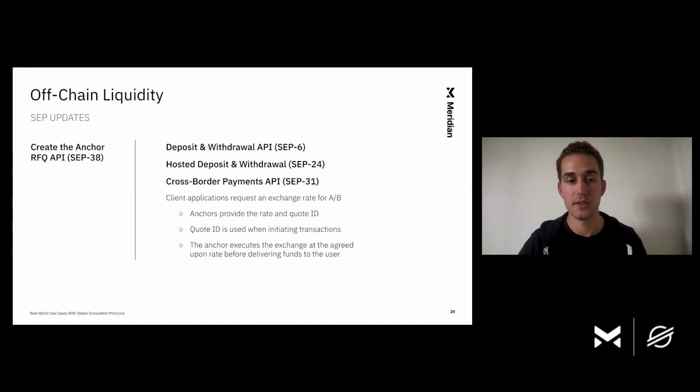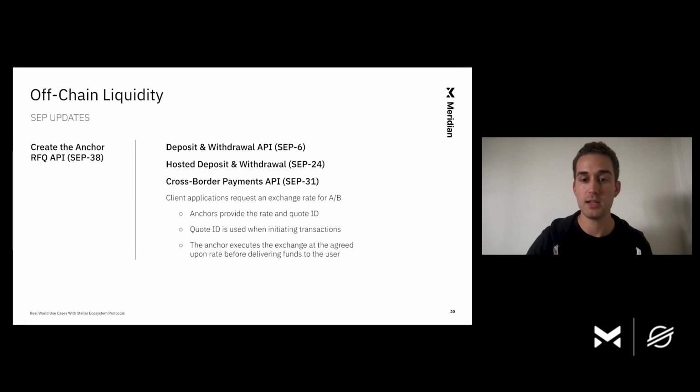And so in this manner, client applications request an exchange rate for asset A in exchange for asset B. Anchors provide the rate and the quote ID that they're willing to provide. The sender has to be okay with and accept that exchange rate. And that quote ID is then used when initiating transactions, and the anchor that is facilitating the transaction can tie that quote ID back to the exchange rate that they promised they would uphold. And that's how funds are exchanged in a standardized way.